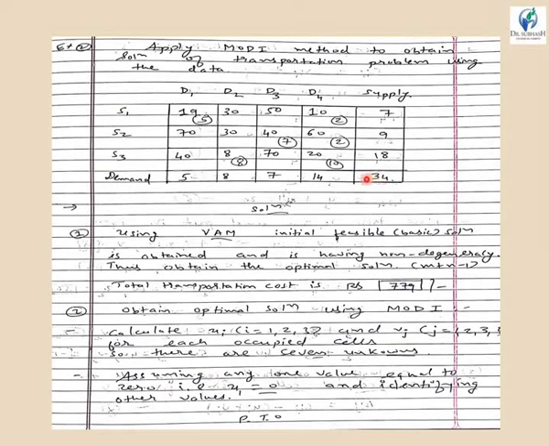That means supply is equal to demand. That is called the rim condition, or you can say the problem is a balanced problem. The problem is said to be balanced when the supply and demand are both equal. At that time you can say that the given transportation problem is a balanced one.